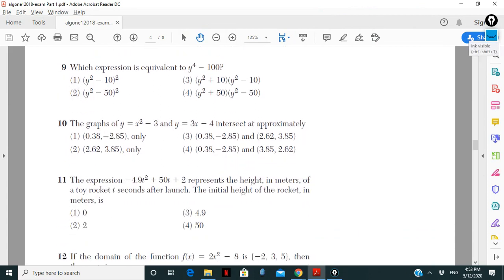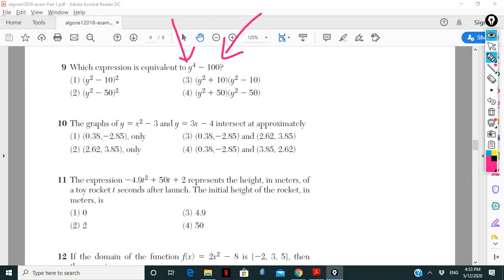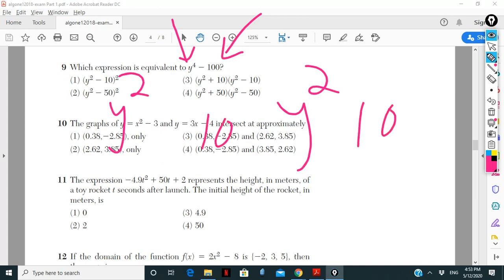Question number 9. Which expression is equivalent to y to the power 4 minus 100? So that's a perfect square. The y to the power 4 is a perfect square that comes from y squared. The 100 comes from 10 times 10, and we have a minus, so it's a difference between two squares. So one is positive, one is negative. So in that case, the answer is 3.